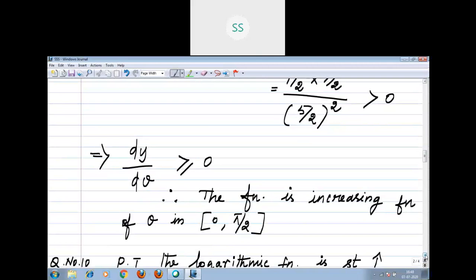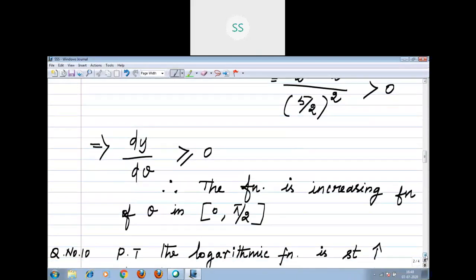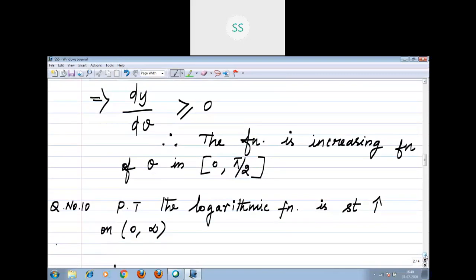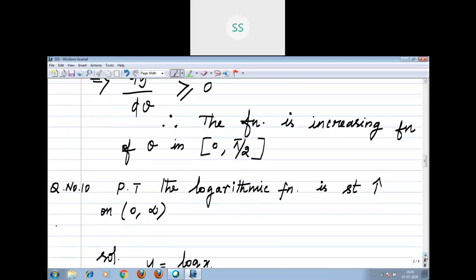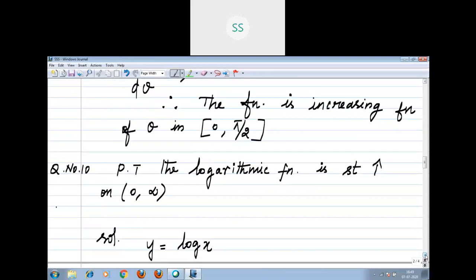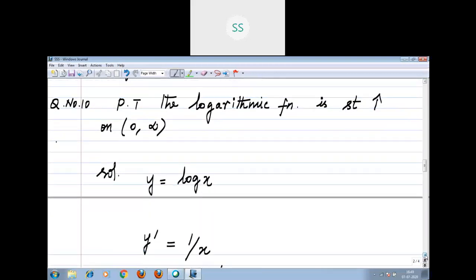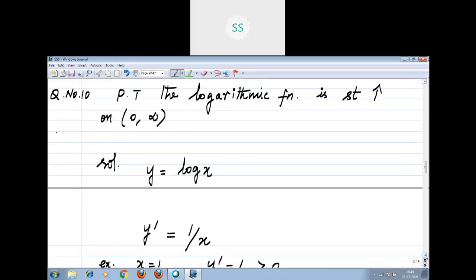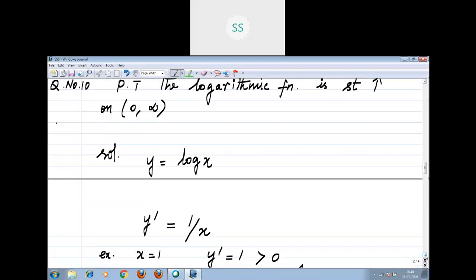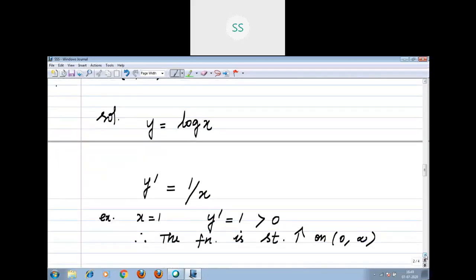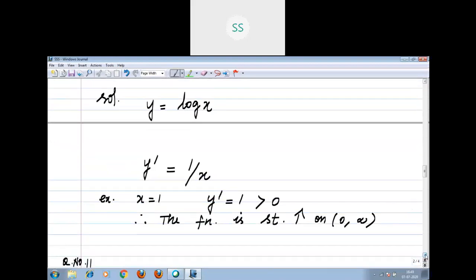The function is increasing. Next question: prove that the logarithmic function is strictly increasing on the open interval 0 comma infinity. Logarithmic function means what? Y is equal to log x. When you differentiate, you arrive at 1 by x. You are selecting values between 0 to infinity. When you select x is equal to 1 or 2, whatever it is, the fraction is positive, so it is greater than 0. Once you arrive at greater than 0, the function is strictly increasing.